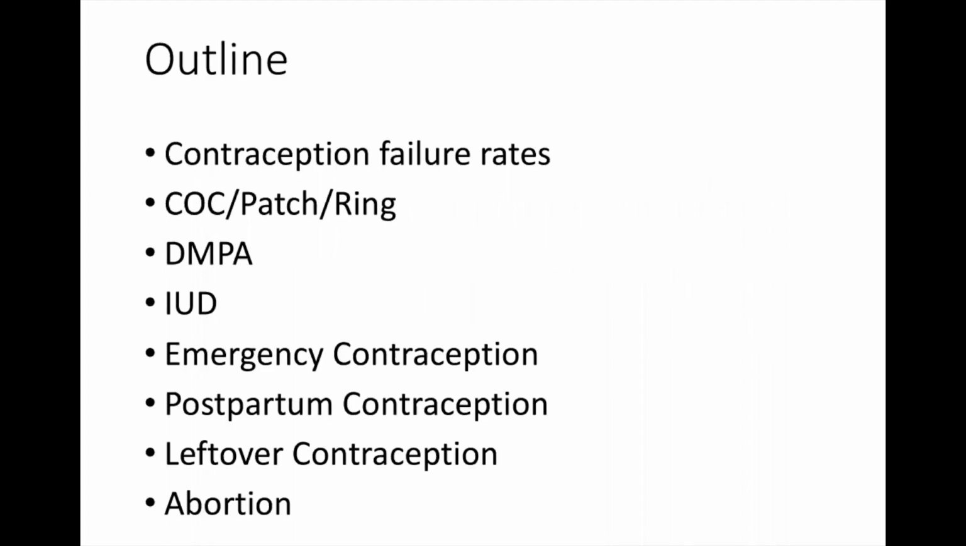So we're going to outline the contraception failure rate, the continuous OCPs, the patch, the ring, Depo Provera, the IUD. We're going to talk about emergency contraception, postpartum contraception, then the leftover contraception. Also, we're going to talk about missed contraception and what to do.